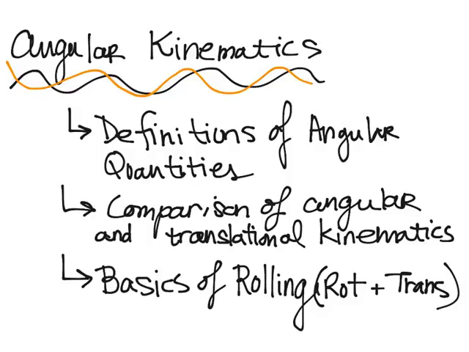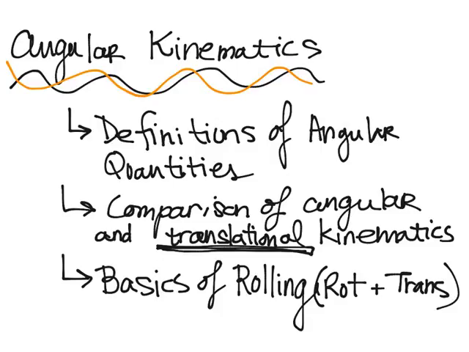This video is an introduction to angular kinematics. So angular kinematics are really similar to the kinematics that you used at the beginning of the year. All the equations are almost exactly the same, but I need to spend a little bit of time defining some angular quantities, and then I'm going to compare the angular quantities and angular equations to the ones you're used to seeing in translational kinematics. And translation just means that it's motion in the x and y direction that doesn't involve rotation. And then I'm going to talk about the basics of rolling.